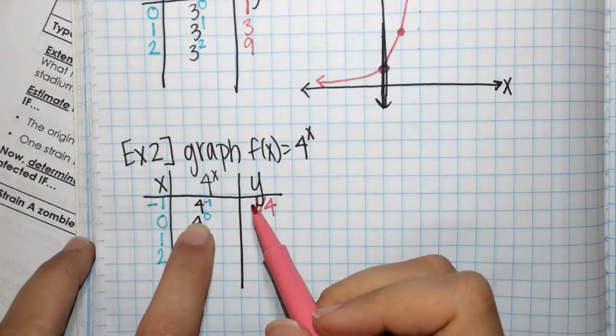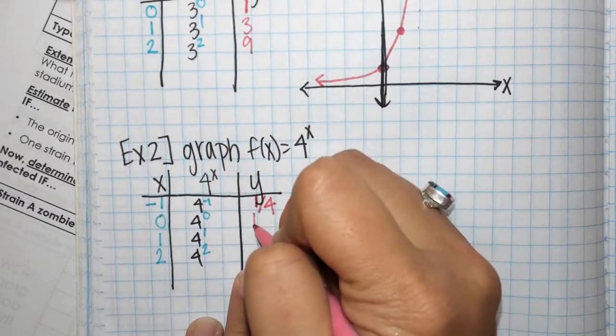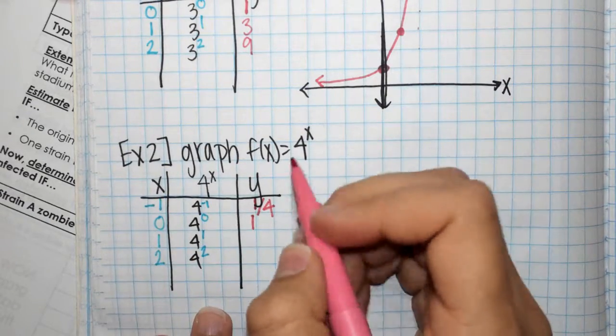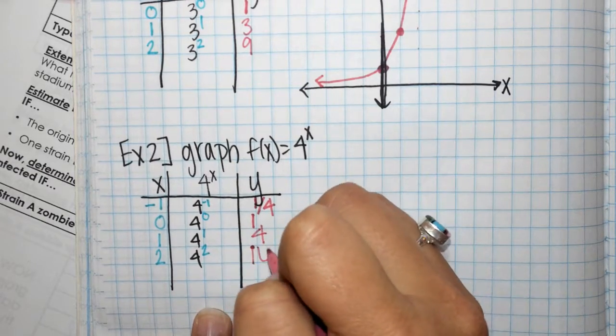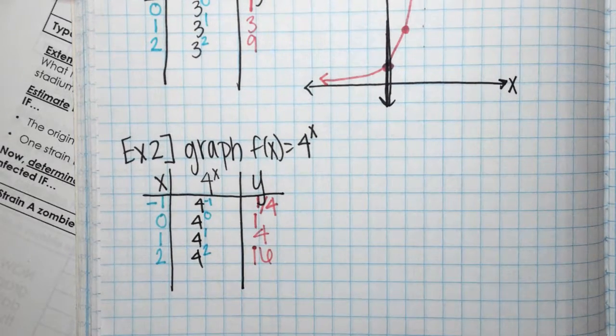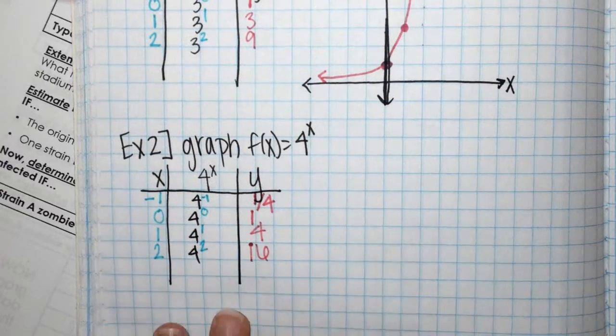All right, what's anything to the 0 power? 1. What's 4 to the first power? What's 4 squared? 4 squared is 16, tater tot.